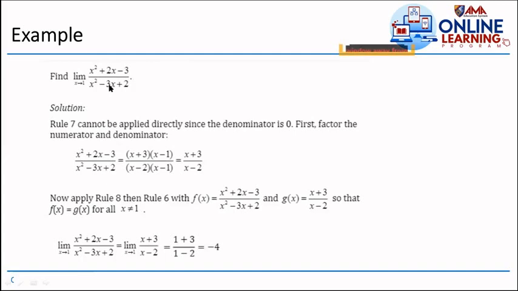Sabi niya dito, 0. Paano siya naging 0? Ito na, substitute natin. Our limit is 1. So, 1 squared is 1 pa rin. Minus 3 multiplied by 1 is 3 pa rin. 1 minus 3 is negative 2 plus 2 kaya naging 0 siya. Okay? So by this time, 0 yung denominator natin. Pag 0 yung denominator natin, bawal po siya doon sa quotient rule. So ang gagawin po natin is ifa-factor natin yung numerator at saka sa denominator.